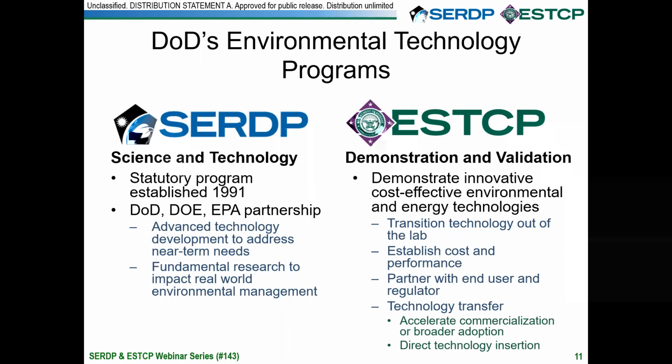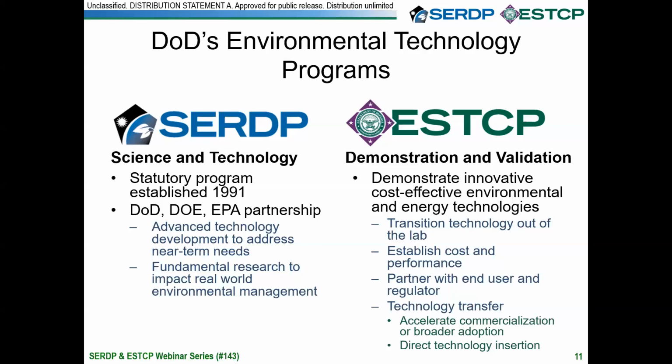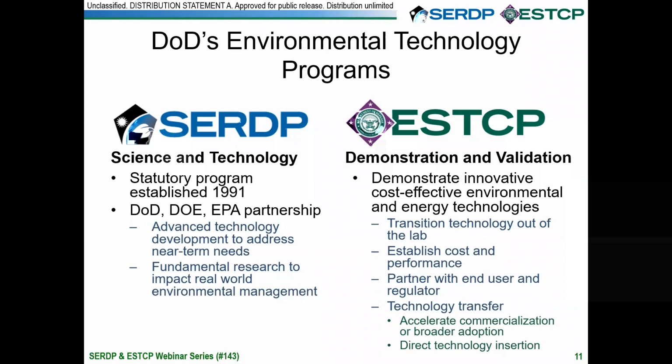ESTCP is the Environmental Security Technology Certification Program. Here, we demonstrate innovative environmental and energy technologies. These investments capitalize on past efforts under SERDP or other research programs and are designed to transition technologies out of the lab and into the field. Especially important in all ESTCP demonstrations is the transition to implementation and regulatory acceptance. SERDP and ESTCP are complementary programs with much of SERDP research occurring in the lab and pilot scale with occasional field efforts, while ESTCP demonstrations are primarily at the pilot and field scale, although occasionally supporting lab efforts are conducted.